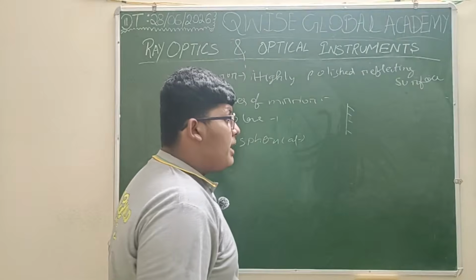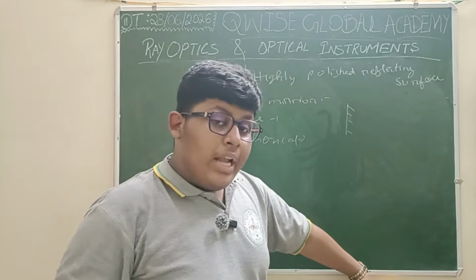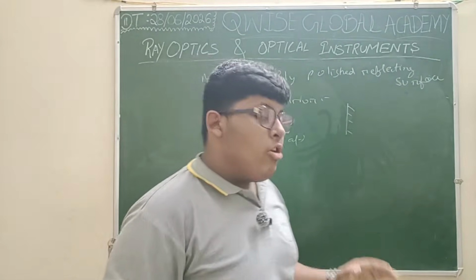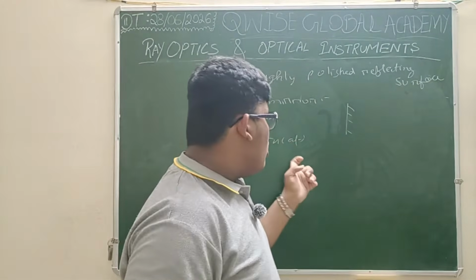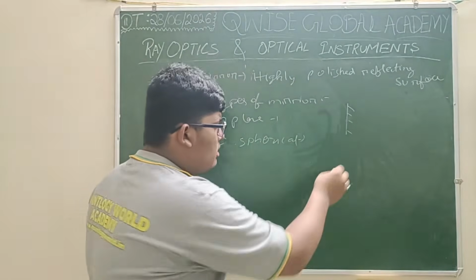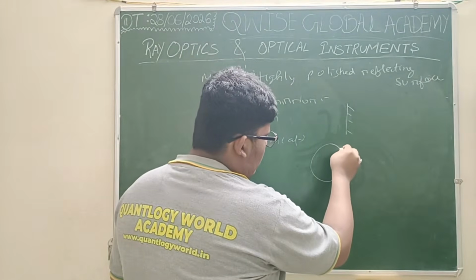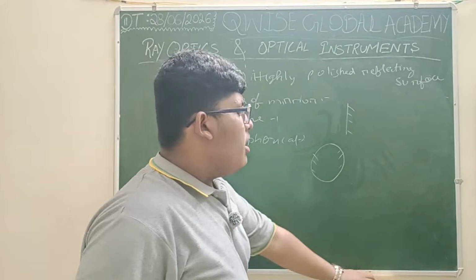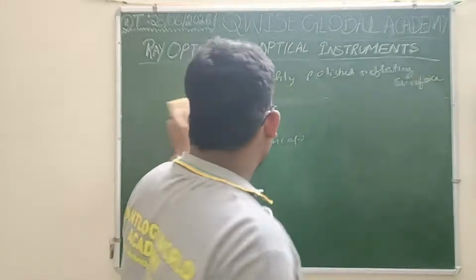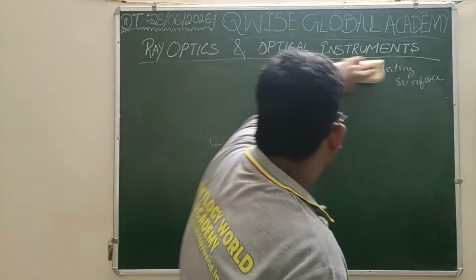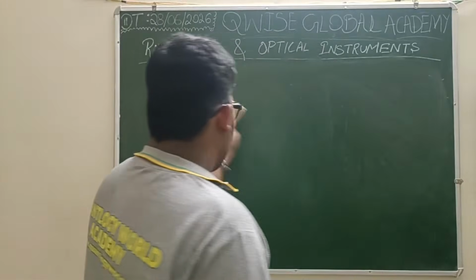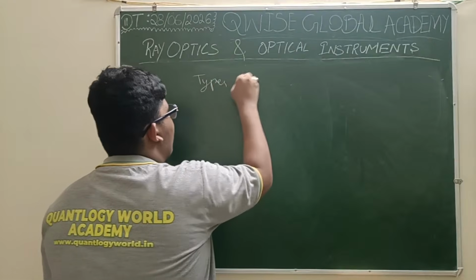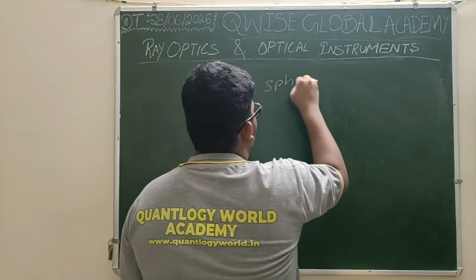And next one is spherical mirror. It is also a type of mirror whose reflecting surface is highly polished and it is a part of a sphere. That is why it is called spherical mirror. Means this is a sphere whose either this part or this part is a reflecting side. So this is called spherical mirror. There are two types of spherical mirror. We will study types of spherical mirror.